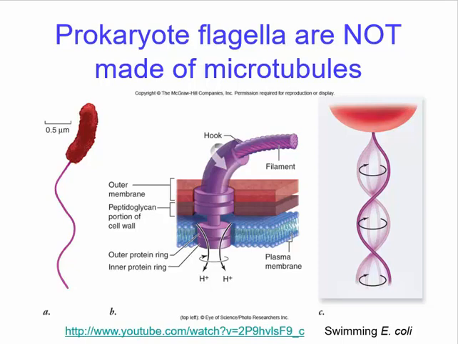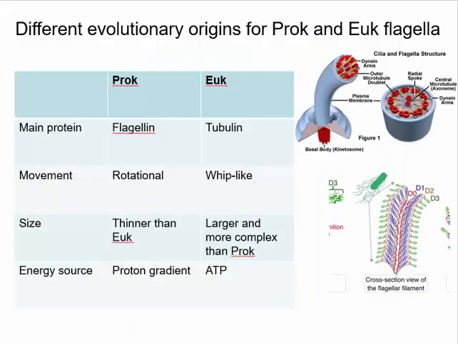We see a little cartoon here of the flagellum really just rotating, as opposed to moving in a whip-like fashion. And so we can contrast these two things. So prokaryotic flagella are made out of flagellin. Again, that's kind of a convenient name. Eukaryotic flagella are made out of tubulin because they're made out of microtubules. The prokaryotic flagellum is thinner, less complex. The energy source for these with prokaryotes is a proton gradient. With eukaryotes, the energy is derived directly from ATP, whereas here the proton gradient is an indirect way to get that energy.